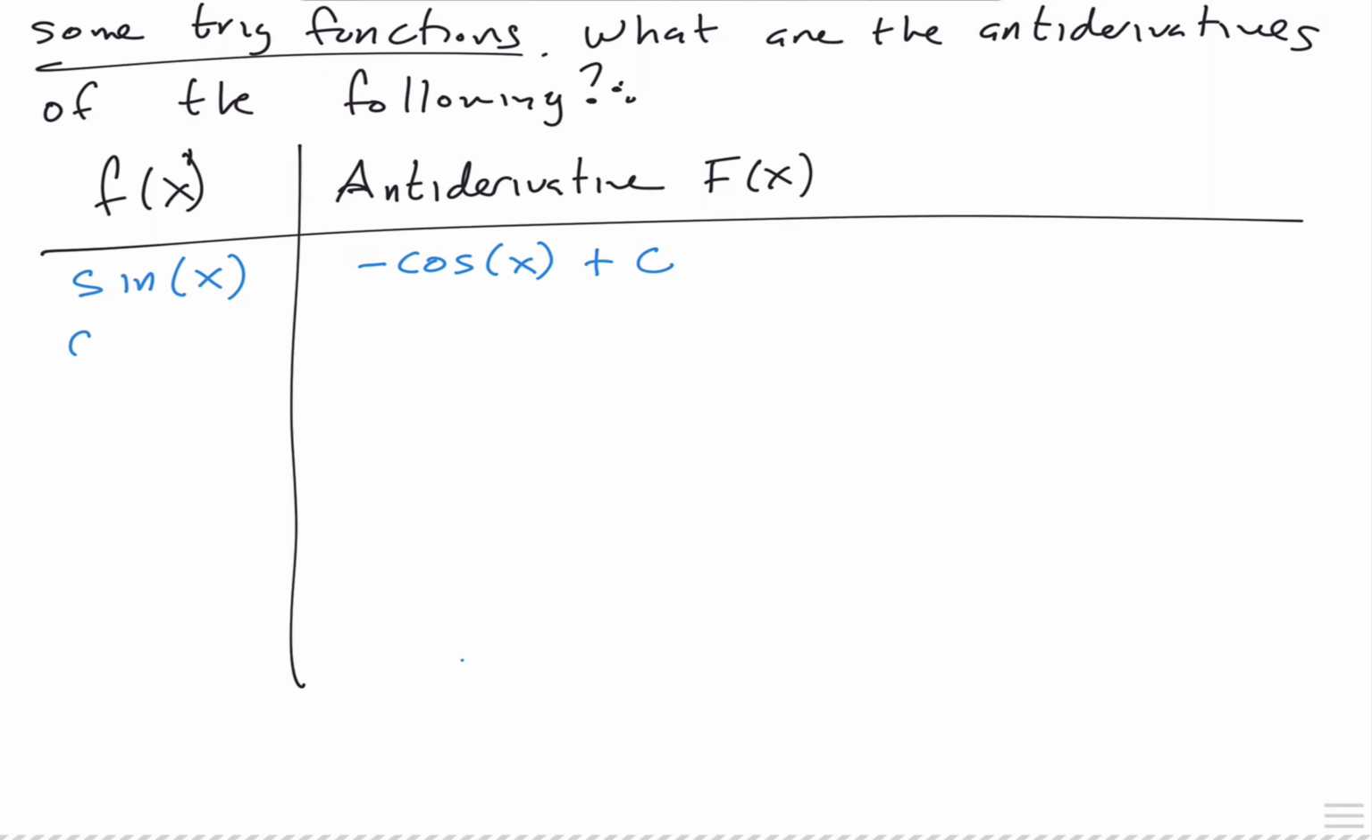Okay, so what's the antiderivative of cosine x? Positive sine x, right? Okay, good. What about tangent? Well, it's not secant squared x.